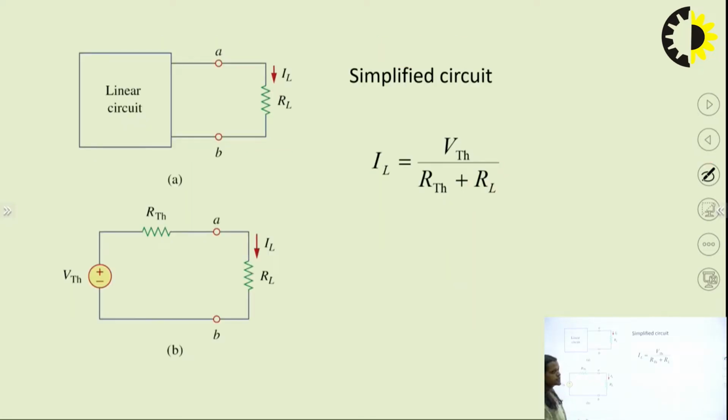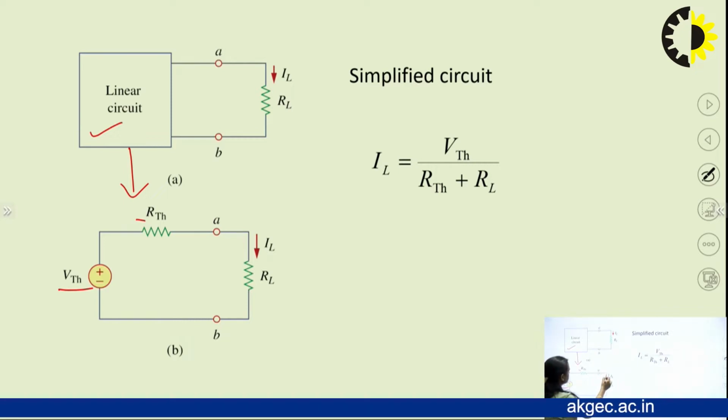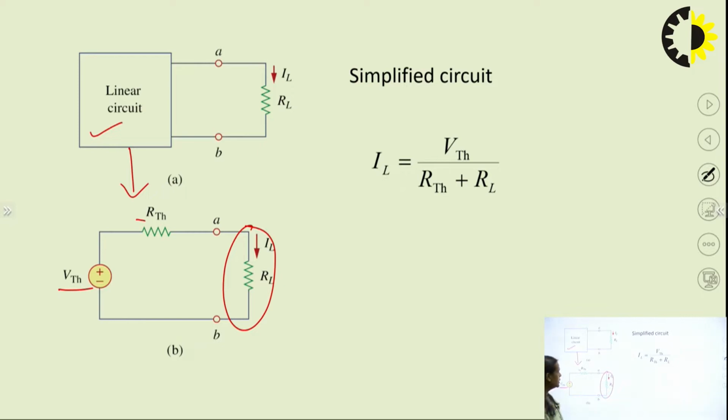So here this is a simplified circuit. We have converted this complicated linear circuit into a simple Thevenin equivalent circuit in which we have one single voltage source, which we call the Thevenin voltage, and a single resistance, which we call the Thevenin resistance. Now after converting, we can place a load here, and if you want to find the current or voltage, you can find it.